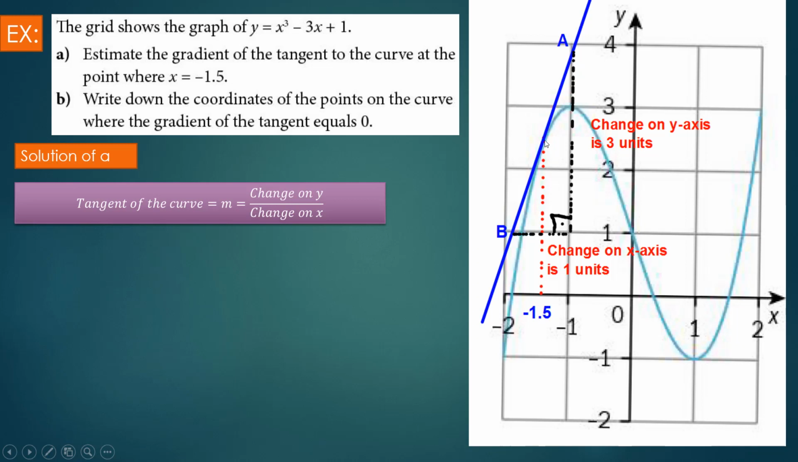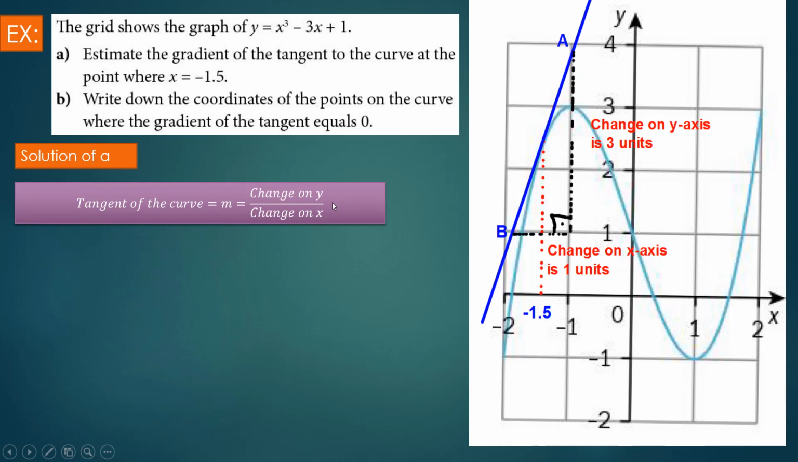point x equal to minus 1.5, which is this one here, and I see that, as we said before, we cannot find maybe an exact value, but we can round it, or we can estimate the gradient of the tangent. We see that the point A here is around 4 here, and the point B here is around 1. And if we count the squares, we have approximately a complete square here. So we can say that the change on x-axis is 1 unit. And we see here then we have approximately 3 squares. Say that the change on y-axis is 3 units.